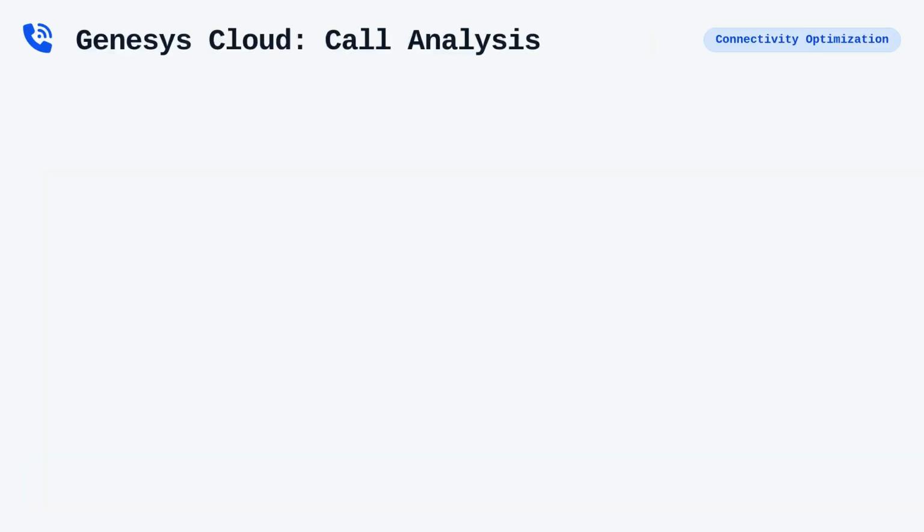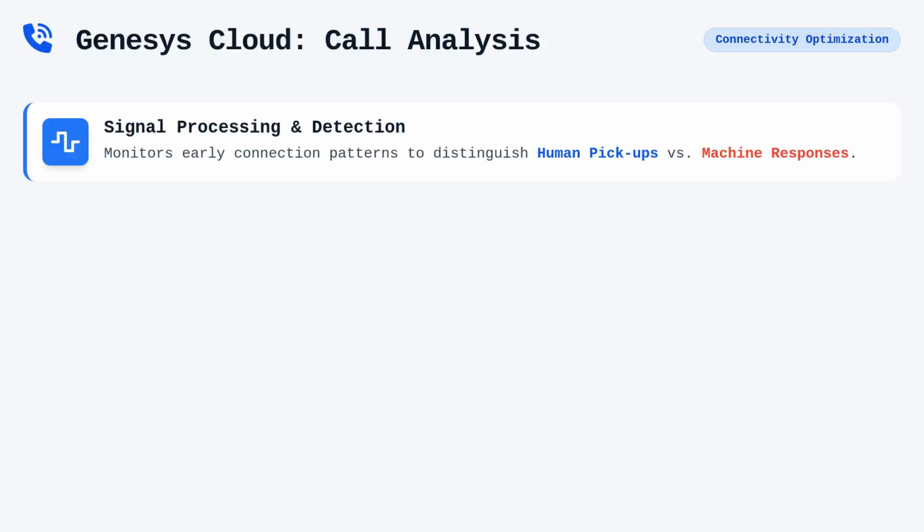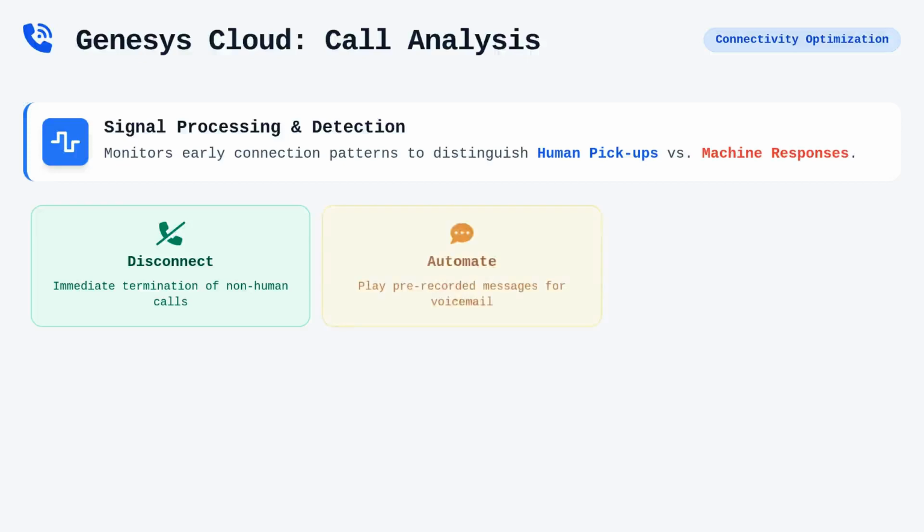To ensure effective interaction, Genesys Cloud utilizes call analysis to differentiate between human pickups and machine responses. This feature is a sophisticated signal processing component that monitors the early stages of a connection to detect the characteristic patterns of an answering machine or a voicemail greeting. When the system identifies a non-human answer, it can be programmed to either disconnect immediately, play an automated message, or route the call to a specialized queue.